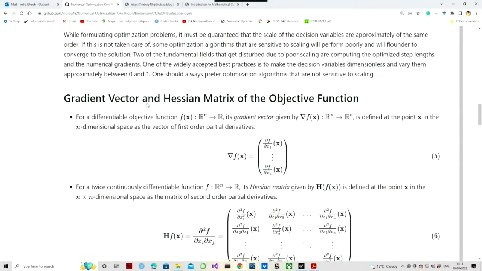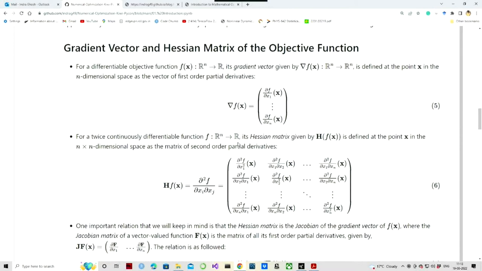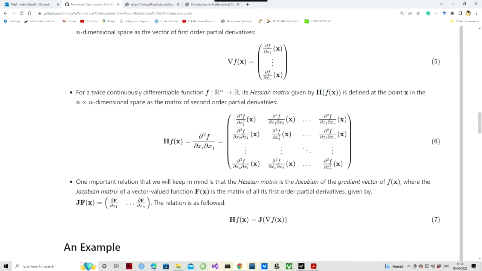So, gradient vector and Hessian. For a differentiable function f of x, which maps from R^n, the n-dimensional Euclidean space, to the solution, which is a scalar represented by just R, the one-dimensional Euclidean space, the gradient vector is given by this notation, nabla f of x. It is defined at that point x in n-dimensional space as the vector of first-order partial derivatives: del f del x1 to del f del xn. The Hessian is defined similarly for a twice continuously differentiable function, and is given by this formula, where these are all second-order partial derivatives.